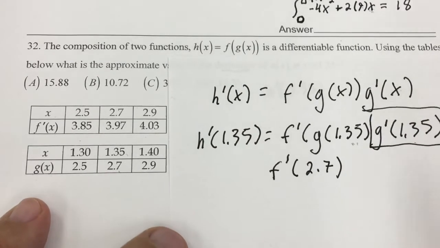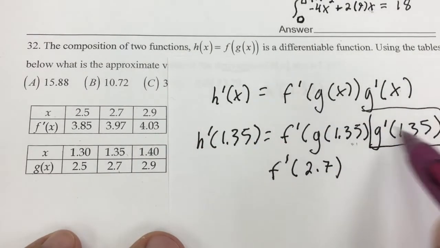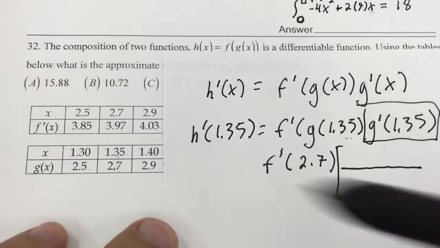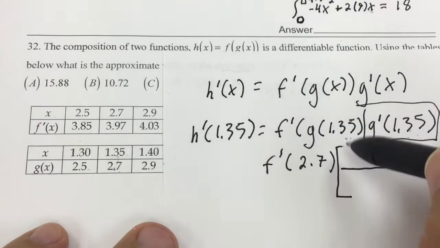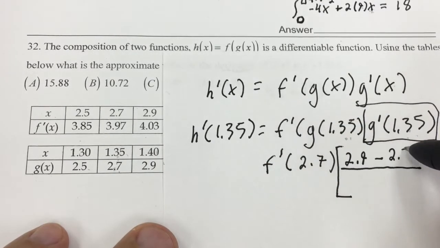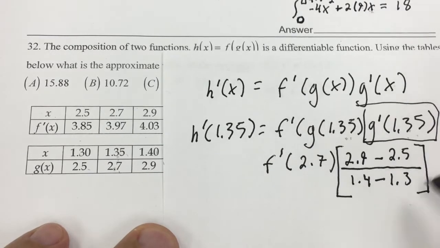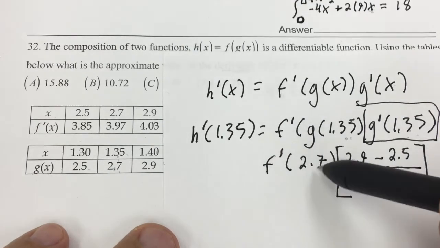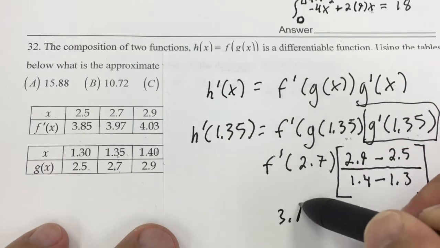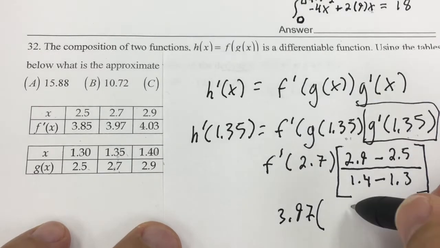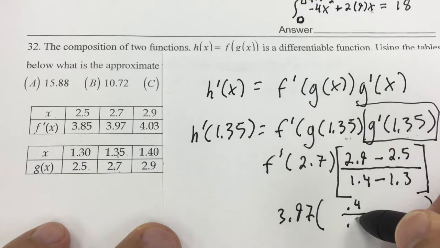Well, I think what I'm going to do for this is just the average rate of change. The slope at this point is not this. It's going to be the average rate of change. So I'm going to multiply this times 2.9 minus 2.5 over 1.4 minus 1.3, and that'll give me the slope. That's equidistant between those, so it's the same as the derivative. Now, f prime of 2.7 is 3.97 times this monstrosity. 2.9 minus 2.5, I believe, is 0.4 over 0.1.